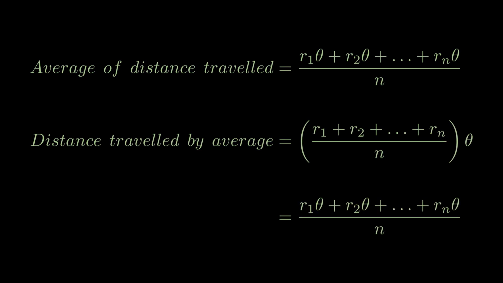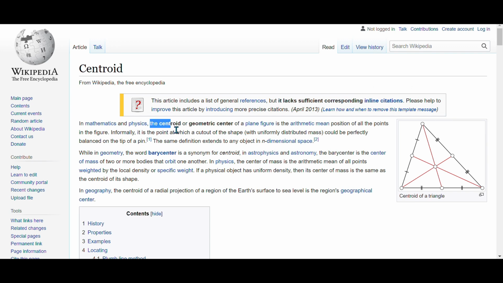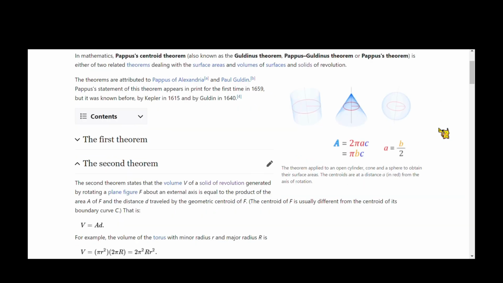So rewriting our previous statement, the volume of a solid of revolution is equal to the distance traveled by the average of all points in the figure times the area of the figure. And this here, the average of all points in the figure, is such an important and common entity in math that it has a name. It's called the centroid. So finally, our statement reduces to the following. The volume of a solid of revolution is equal to the area of the figure times the distance traveled by its centroid. And that's it. That's Pappus' theorem.